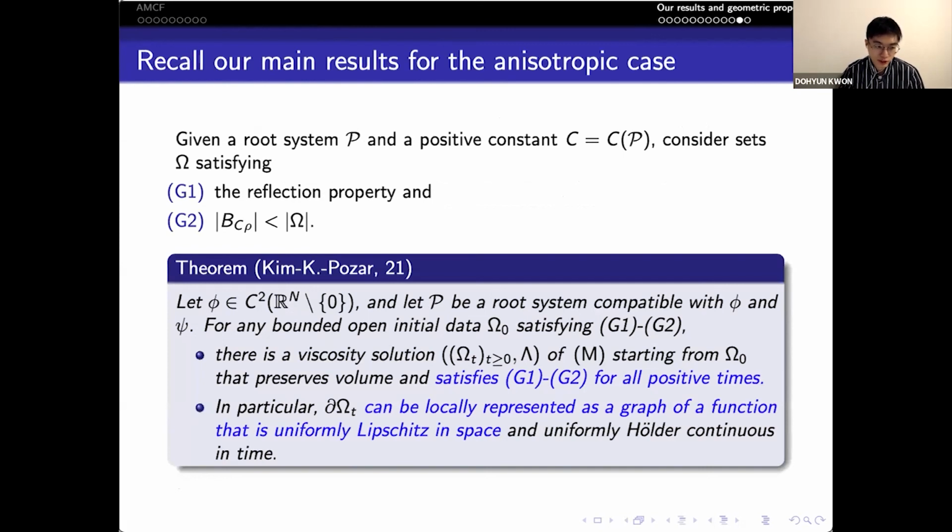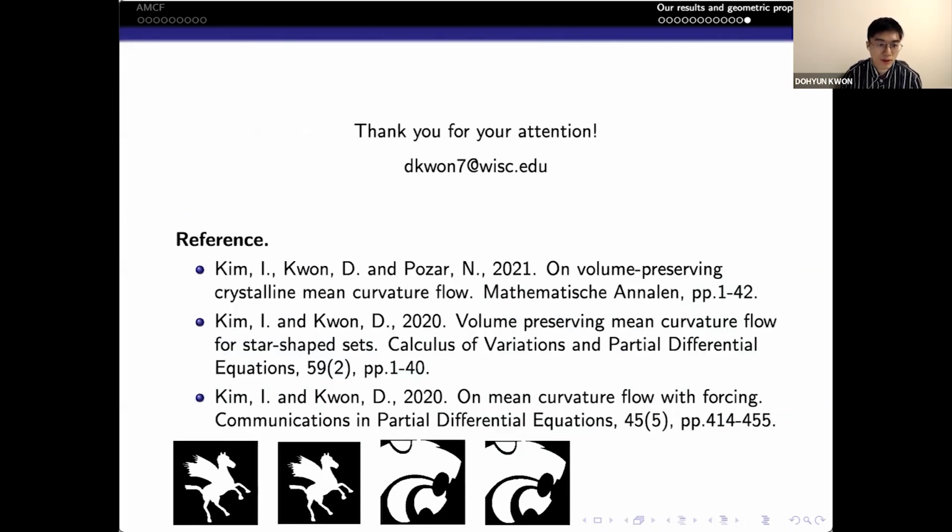So under this condition, G1 and also G2, I just explained that this discrete solution also satisfies G1 and G2 for all positive time. So this is first of all because of the comparison principle, as well as the geometric property I mentioned earlier. So as a consequence, this set can be locally Lipschitz in space. So again, because of our geometric property. Okay, so that's all for today.